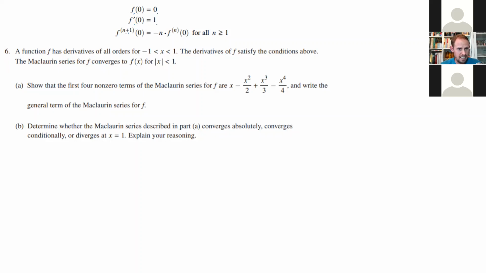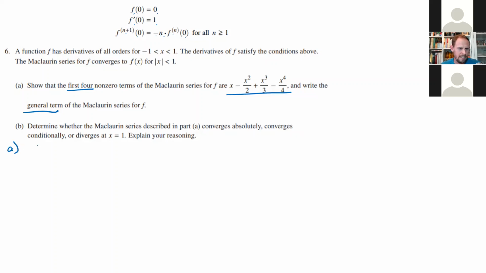And then the second derivative at 0 is -2 times the first derivative at 0. And then the third derivative at 0 would be -3 times the second derivative at 0. So it's what we call a recursive relationship. It depends on the earlier things. All right, show that the first 4 non-zero terms of the Maclaurin series are that, and write the general term.